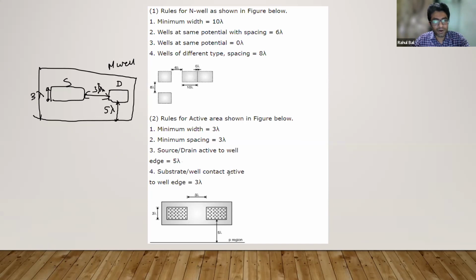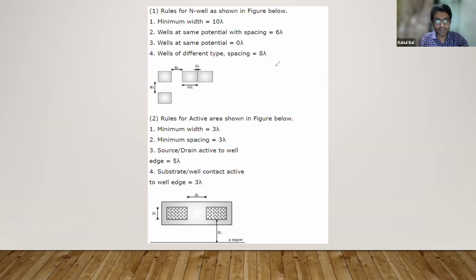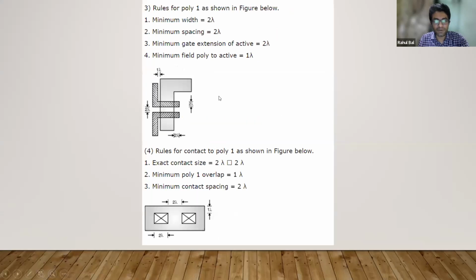Similarly, well contact active to well edge should be 3 lambda. So these are the different lambda rules that you have to take care while designing. But as I said, you will require this when you are actually working on a hardware system. But you should know these things.